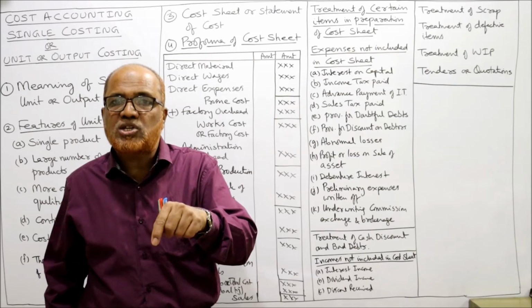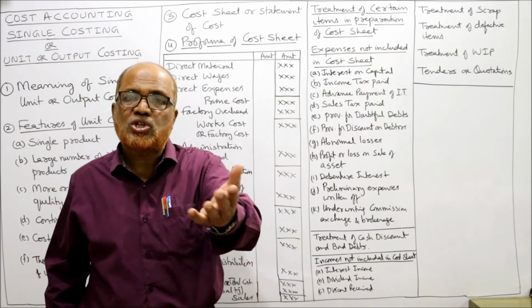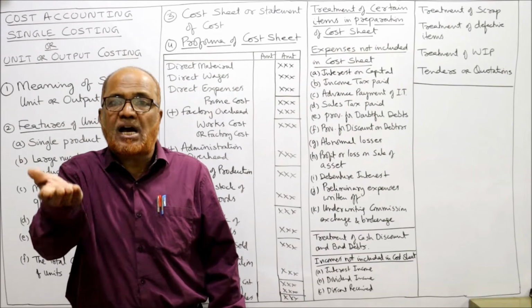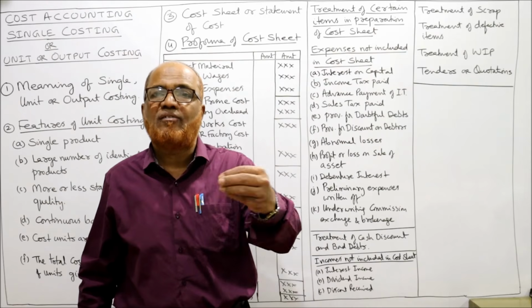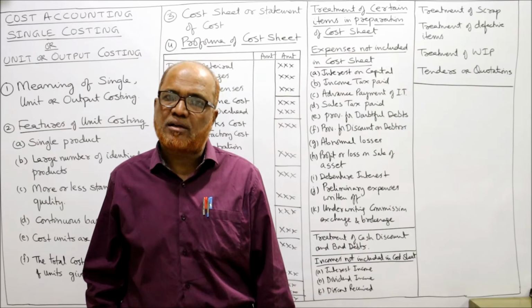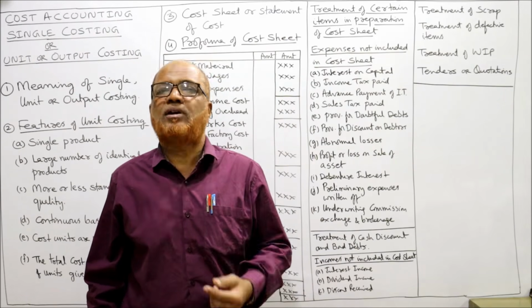Because if we give the right quotation, we will definitely get the contract. If we apply a wrong quotation, a lower quotation will cause a loss, and a higher quotation will make our tender fail. We will not get the contract. So many a time the manufacturer has to give the quotation for tenders.